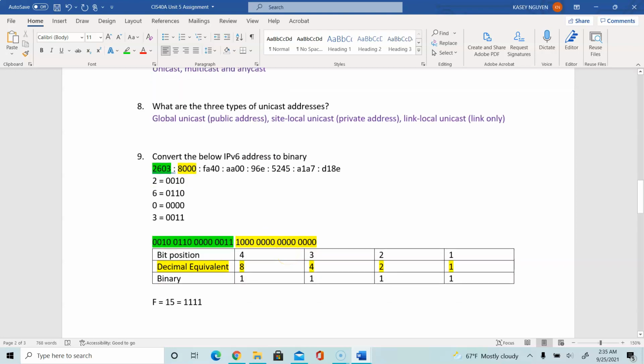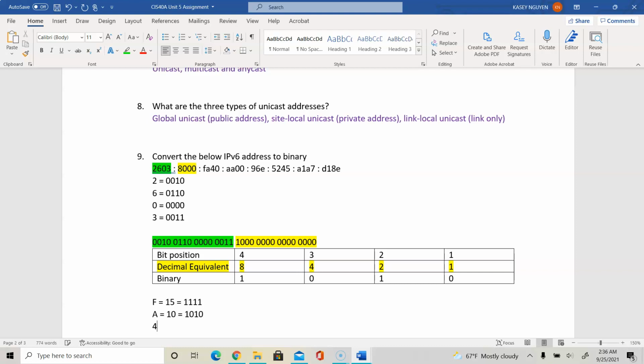And your A is going to be 10 in decimal, which is going to be 8 and 2 to add up to be 10. So I can take 10, subtract 8, which gives me 2 left. I cannot subtract 4, but I can subtract 2, and so on. So when you look at the hex, it's only going to reach the 1, 2, 4, 8 scale in the decimal. So that is going to give us 1010 there.